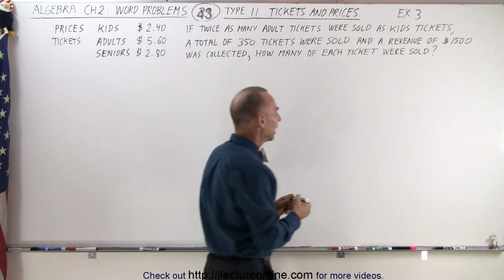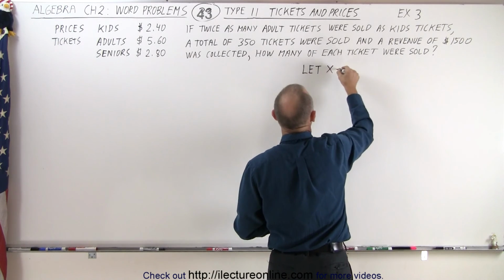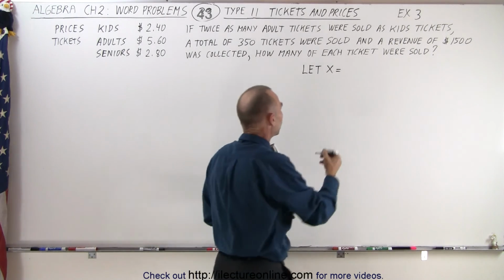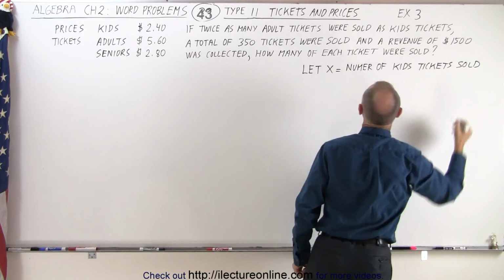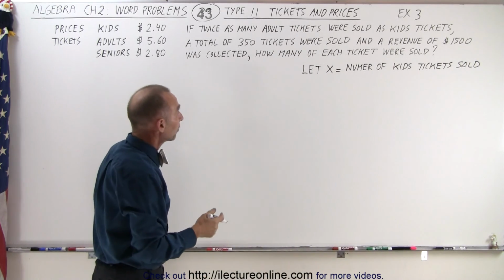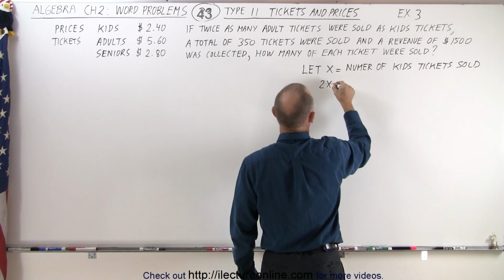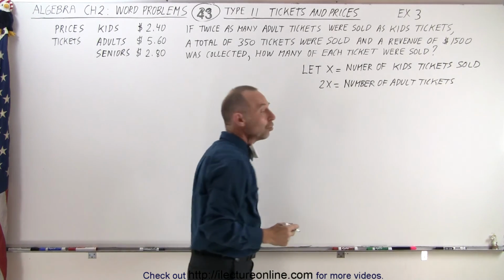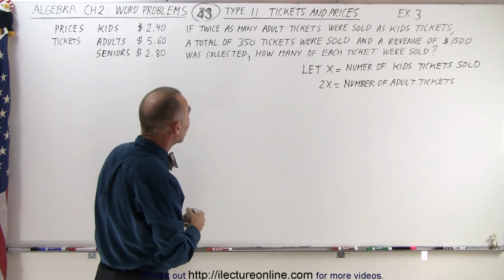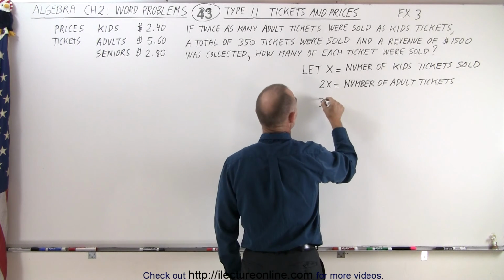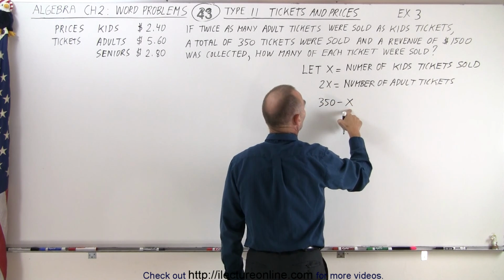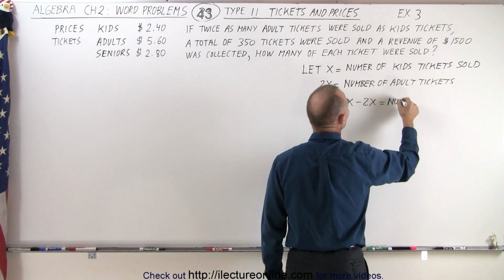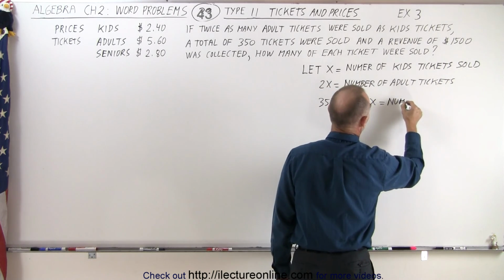Well, again, we start with let x equal, and since there were more adult tickets than kid tickets, let x equal the number of kids tickets sold. Then they tell us there's twice as many adult tickets, so that means 2x equals the number of adult tickets. And finally, the number of senior tickets. Well, we know there was a total of 350, which means 350 minus the number of tickets sold for kids minus the number of tickets sold to adults should equal the number of senior tickets.